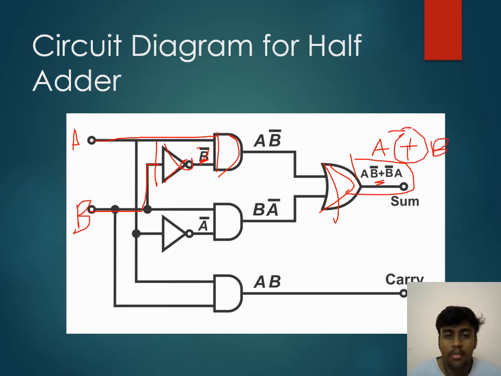And this could be simply implemented using the XOR gate, by just giving two inputs A and B. You will get here A XOR B. This is also a right form. There's nothing wrong in it. And next, you pass A and B through the AND gate, and you get AB, which is just the carry.